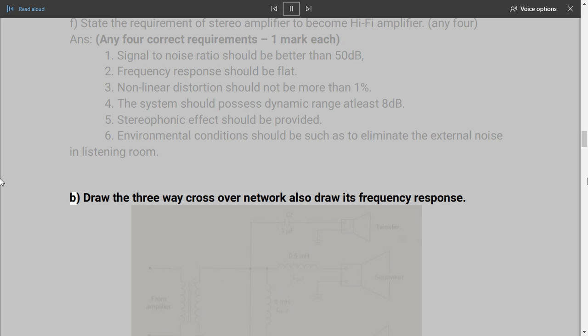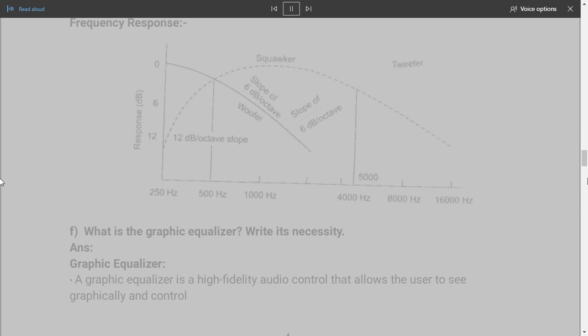B. Draw the three-way crossover network. Also draw its frequency response. Frequency response. F. What is the graphic equalizer? Write its necessity. ANS, graphic equalizer.